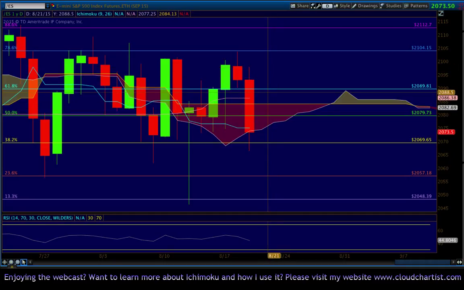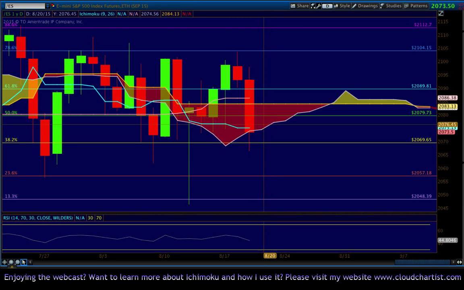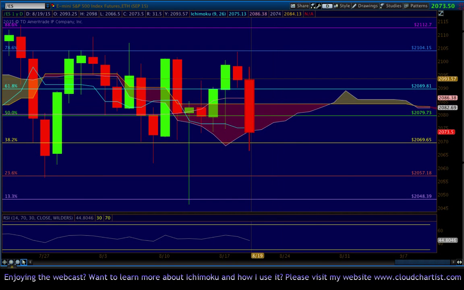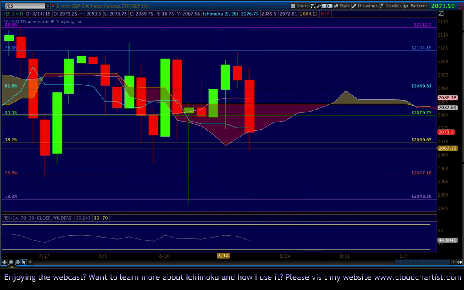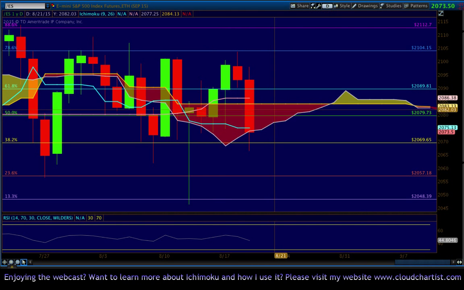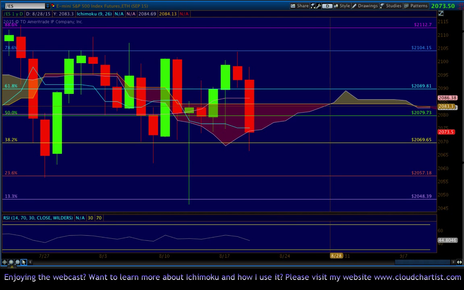So we'll see how it goes. If we can get back into the cloud, it is getting smaller and smaller, so tighter and tighter price action. We could be looking at a coiling type scenario with a potential apex around the end of the month, and then we could get a move in either direction.